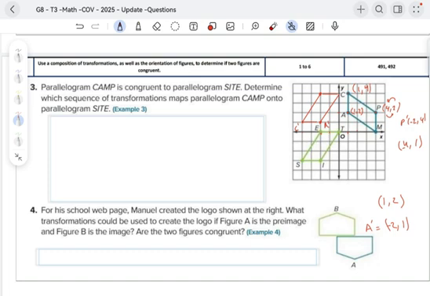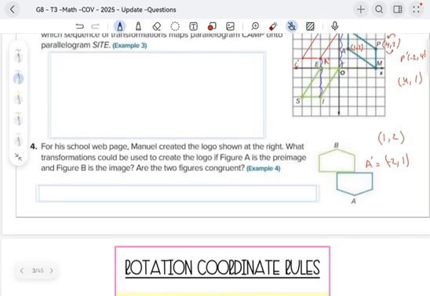Okay, so after rotating 90 degrees counterclockwise, we're going to translate it down. Let's see, for point C, we have 1, 2, 3, 4 units down. Let's try point A prime, 1, 2, 3, 4. That's it.